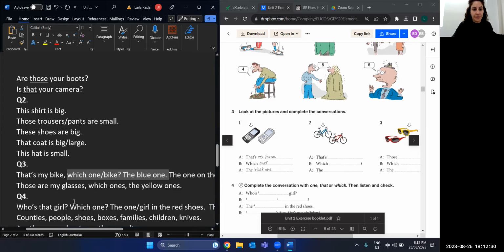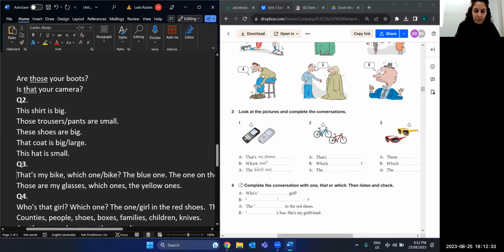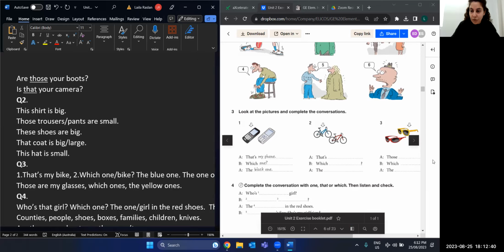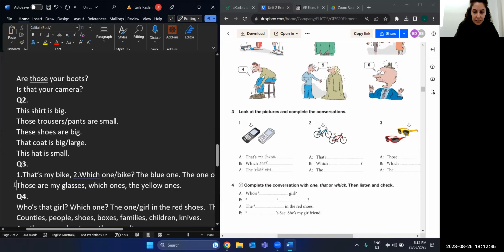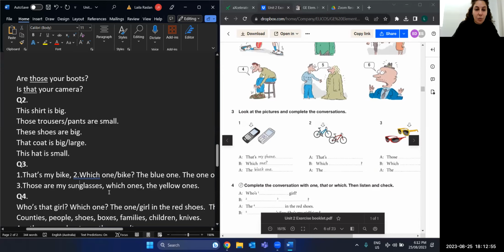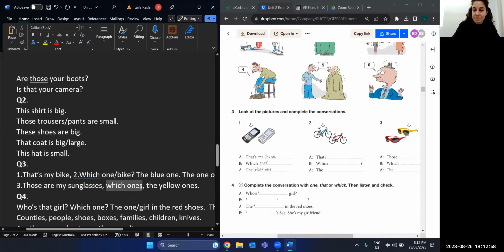Number 3. Those are my sunglasses. So those are my glasses or my sunglasses. You can put sunglasses. Those are my sunglasses. Which ones? And make sure you put a question. There's a question there. So which ones? The yellow ones.